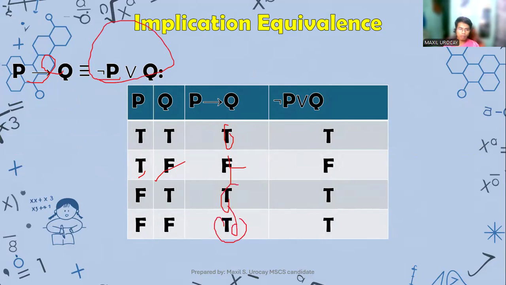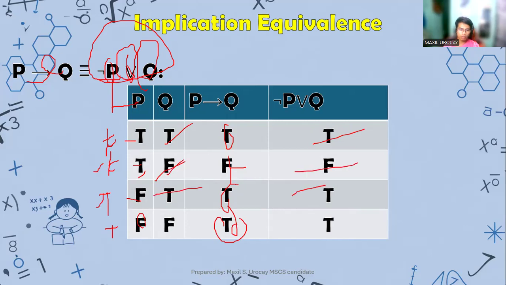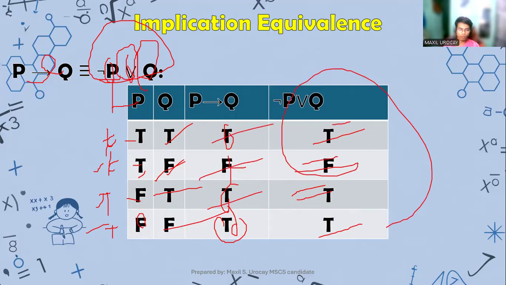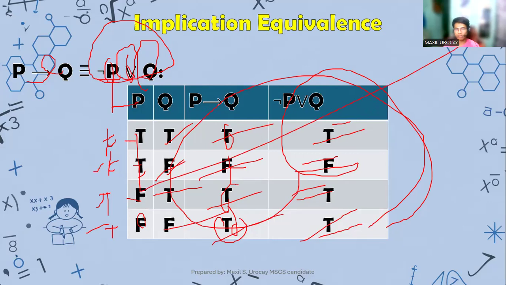Now it must be equal with not P or Q. So we negate P, not P, and put that here. True will become false, true will become false, and false will become true, and true for this false. Now we work on the OR, meaning plus: false plus true will become true, false plus false will become false, true plus true will become true, true plus false is true. So let's check: true, true, false, false, true, true, and true, true. They are actually equivalent. So that is the implication.